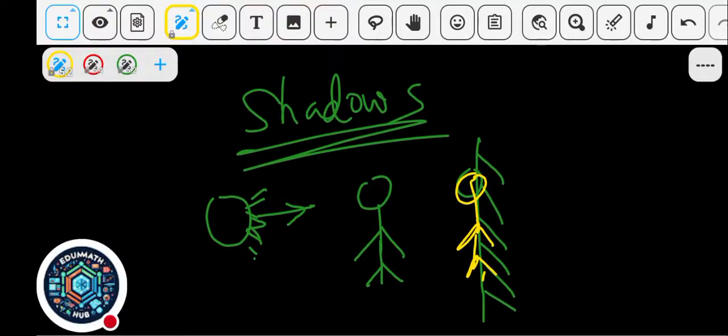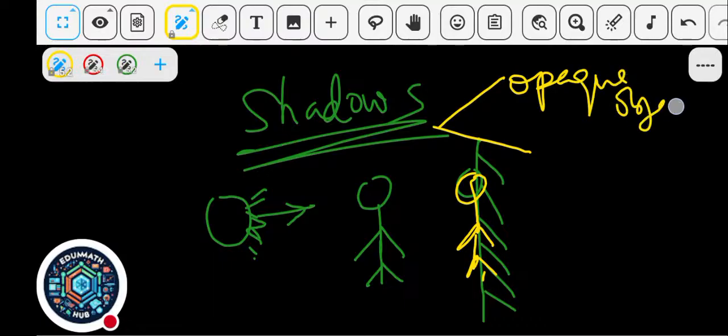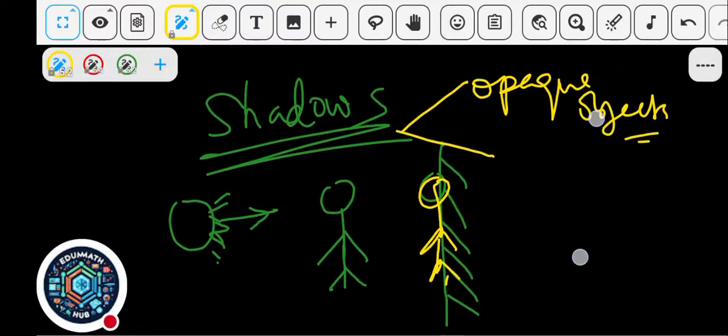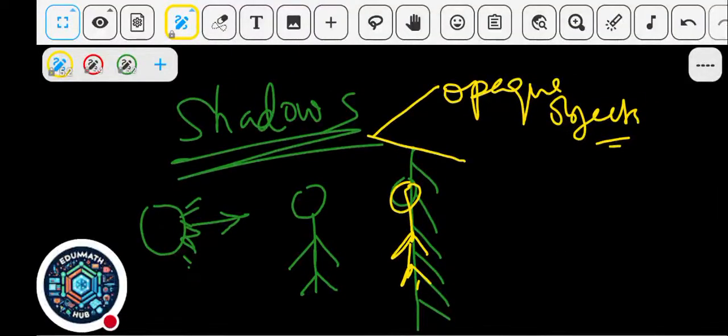So shadows are formed when light cannot pass through an object. They are majorly formed by opaque objects. A transparent object cannot form a shadow. Keep that in mind. A transparent object that allows light to pass through completely cannot form a shadow. It is an object that does not allow light to pass through that can form a shadow. So take note, shadows are formed by opaque objects. When light tries to pass through an opaque object, and if light cannot pass through, it will form a shadow. Keep that in mind.